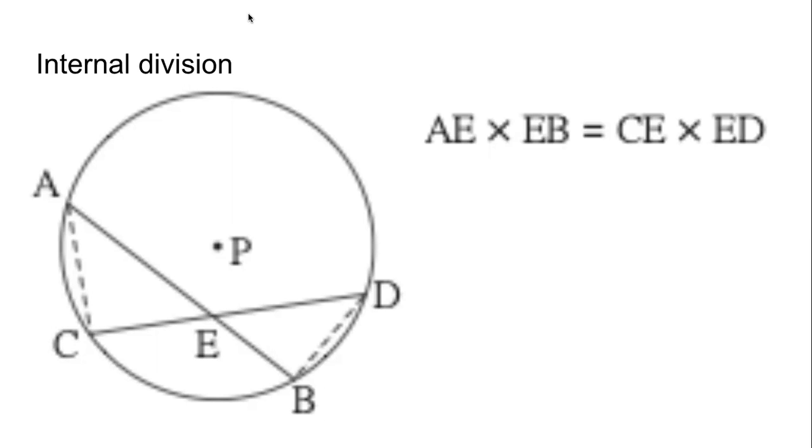So there are two chords which intersect each other inside the circle with the center P. Where are the chords intersecting? What is that point? E. That is the point of intersection. And the theorem of internal division of chords says AE into EB equals CE into ED.